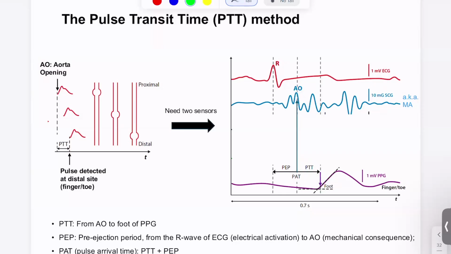But in earlier times, MA is not so widely used, so people like to use ECG. In ECG, the most important feature is the R peak. We will talk about R peak later. So they like to use ECG and the R peak. R peak means your heart is electrically activated, but it takes a while for your heart to respond mechanically. That means there's a period between R peak and the aorta opening. That's called PEP, pre-ejection period.